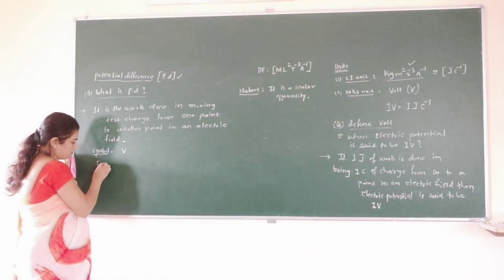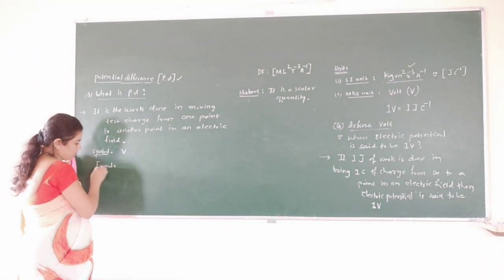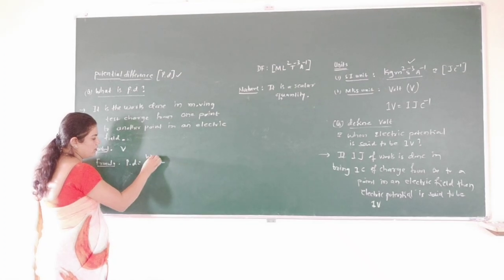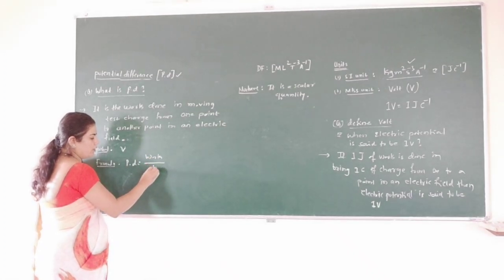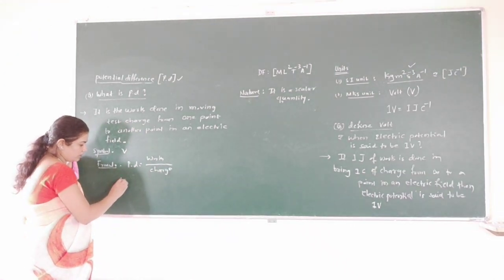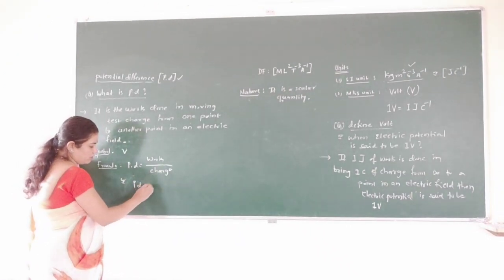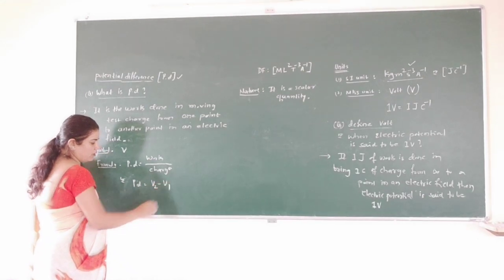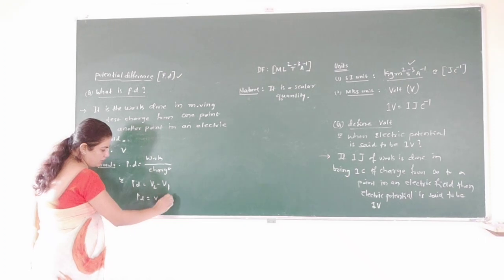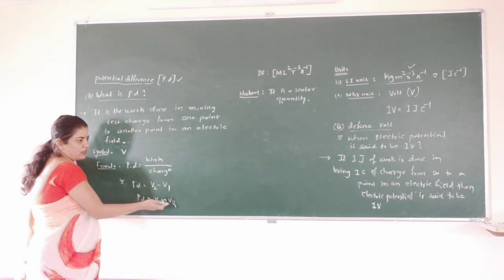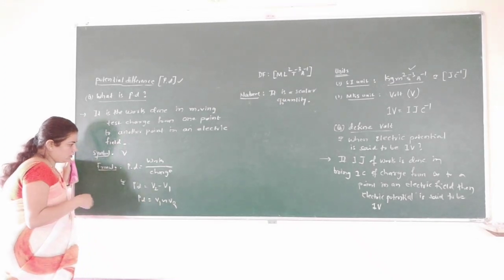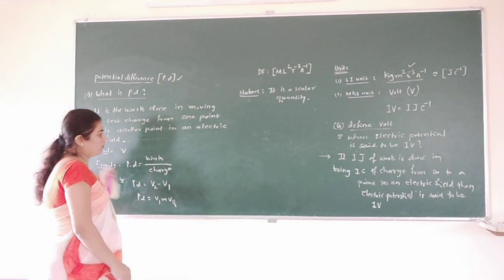Formula: potential difference is equal to again work divided by charge, or potential difference is equal to V2 minus V1, or in general you can write potential difference is equal to V1 minus V2, which is greater, that we will take first. Now define potential difference.